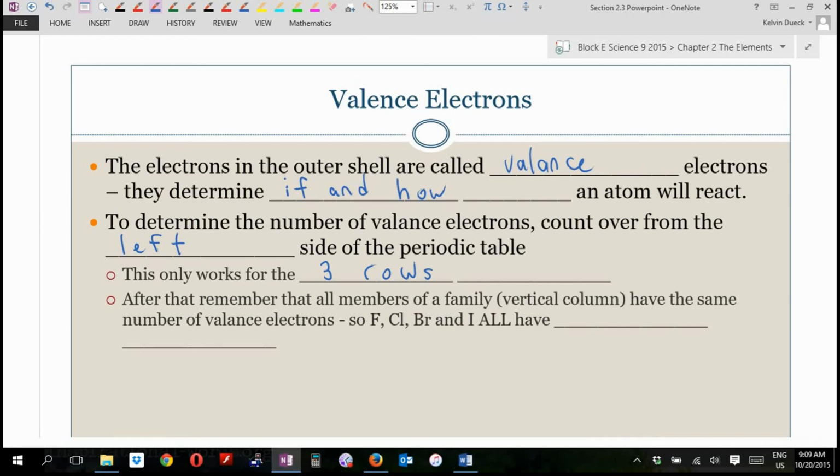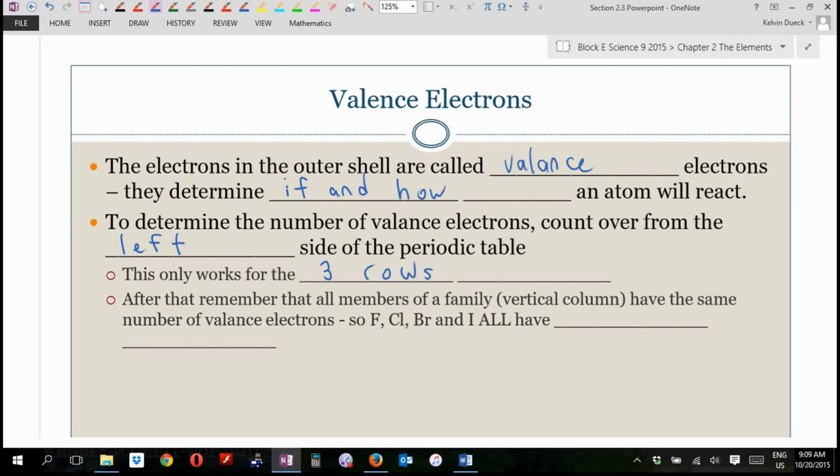you can remember that all the families, all the members in a vertical column, have the same number of valence electrons. So how many valence electrons does fluorine in the very top have? Count over from the left. 7. How many valence electrons do bromine and iodine have, even though they're further down, and you might be tempted to say 17? No, 7.